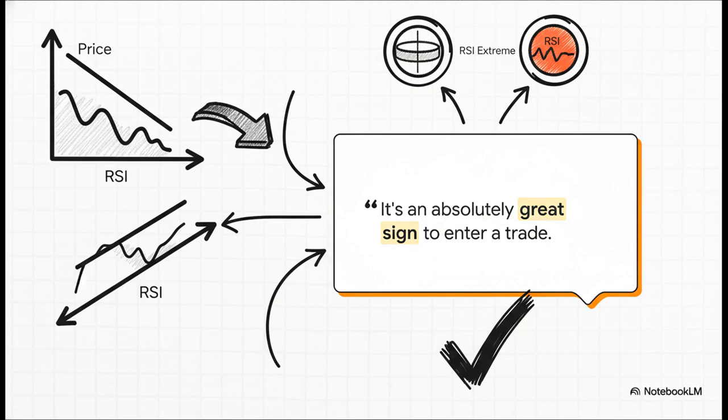Honestly, finding divergence is like getting a cheat code. So imagine you get your main signal, right? Price hits the lower band, RSI is below 30, and then you spot bullish divergence on top of it? Oh, that is an absolutely fantastic confirmation. It can dramatically increase the probability that your trade is going to work out.